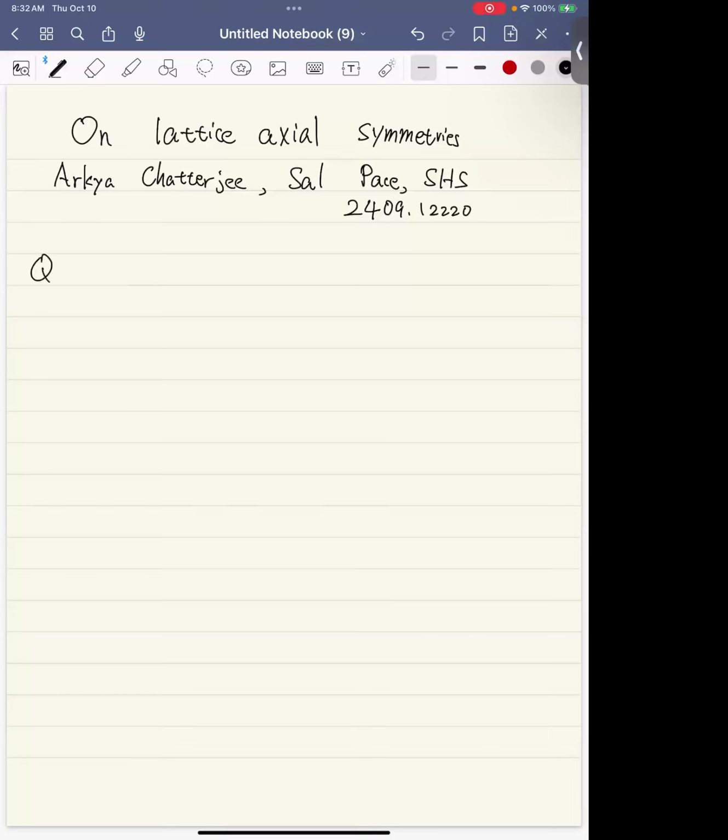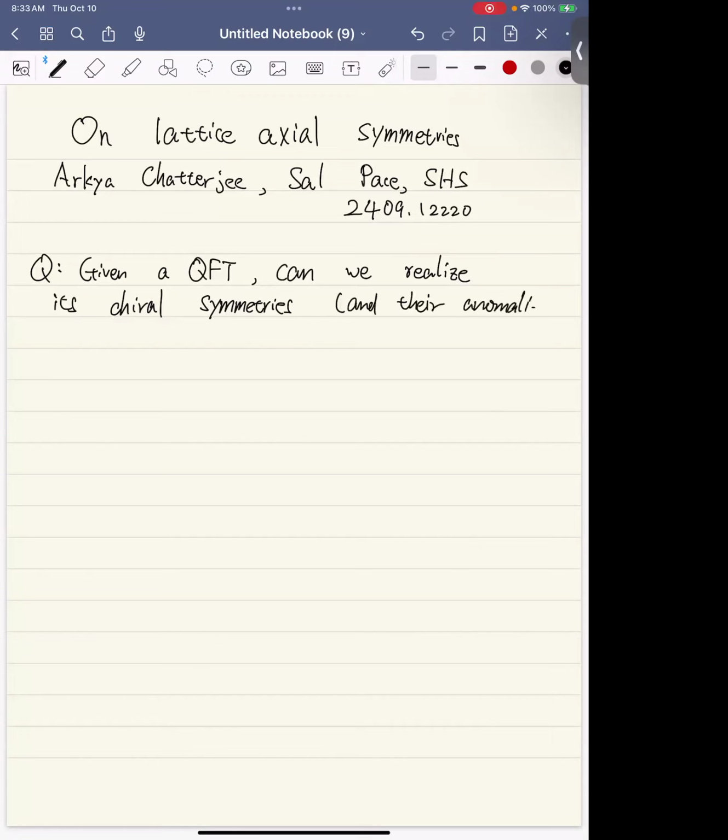Okay, so the general question I want to ask is: given a QFT, given a continuum quantum field theory, can we realize its chiral symmetries, and possibly their anomaly, if there's any, on the lattice?